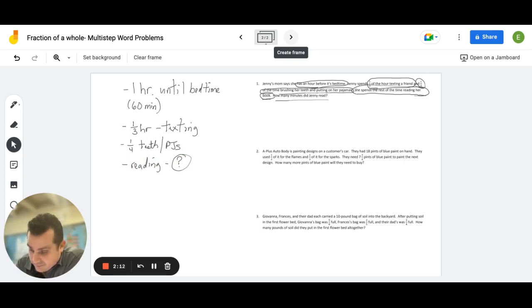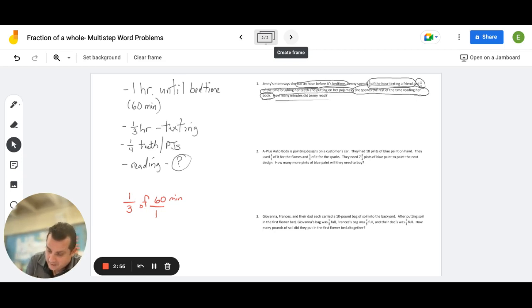Okay? So let's look. She has 1 hour until bedtime. So she's got 60 minutes. If she's got 60 minutes until bedtime, she's spending 1/3 of the hour texting a friend. That would be 1/3 of the 60 minutes. So to do 1/3 of 60, I know I'm going to do 1/3 times 60. Or you may be able to see that, if I have 60 minutes and I need to split it up into thirds, it's going to be 20, 20, and 20. If you see that, then you could put your answer there.